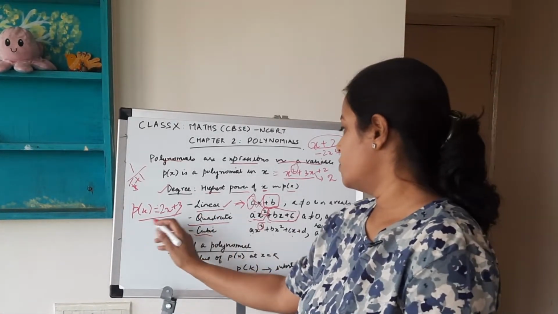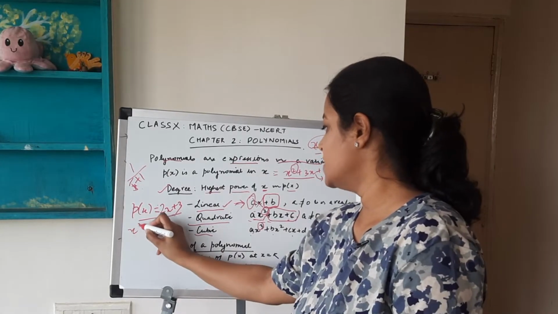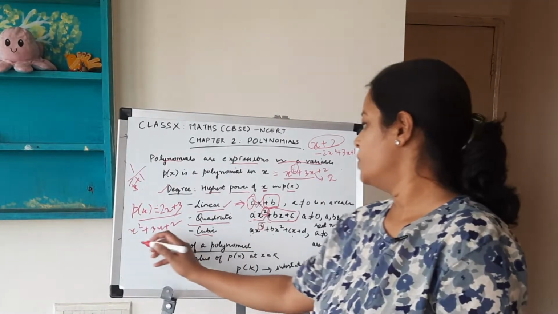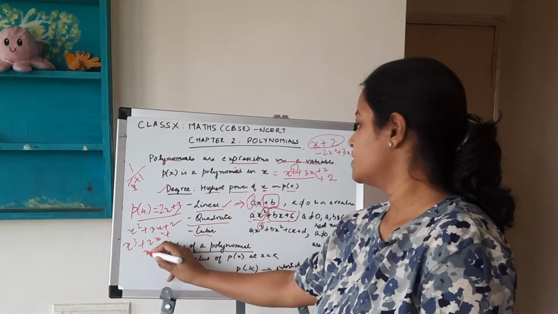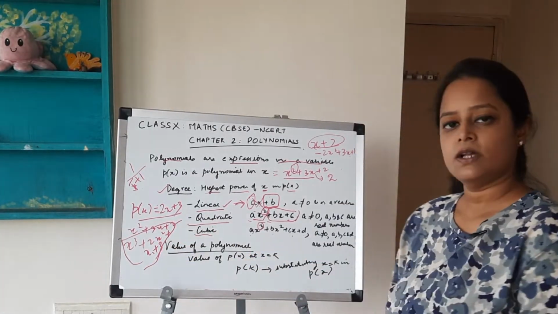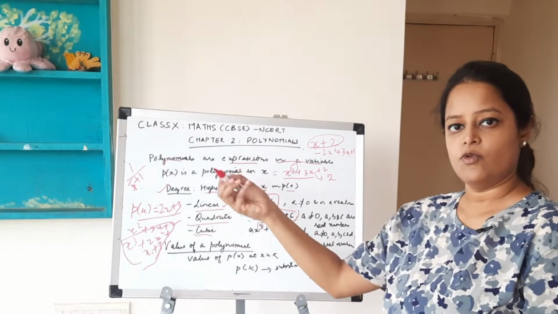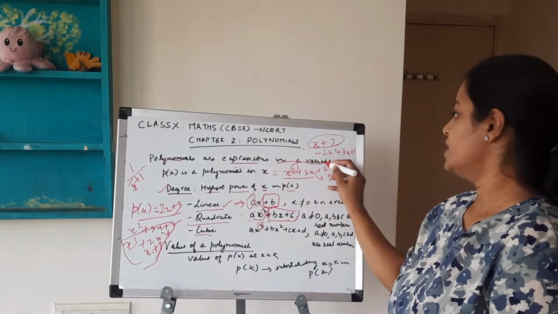An example of a quadratic could be x square plus 3x plus 2, which is a quadratic polynomial. A cubic polynomial could be x cube plus 2x square plus x plus 3, whatever. So these are the three types, and there are more also, where the degree is 4, 5. A polynomial is basically an expression in a variable.